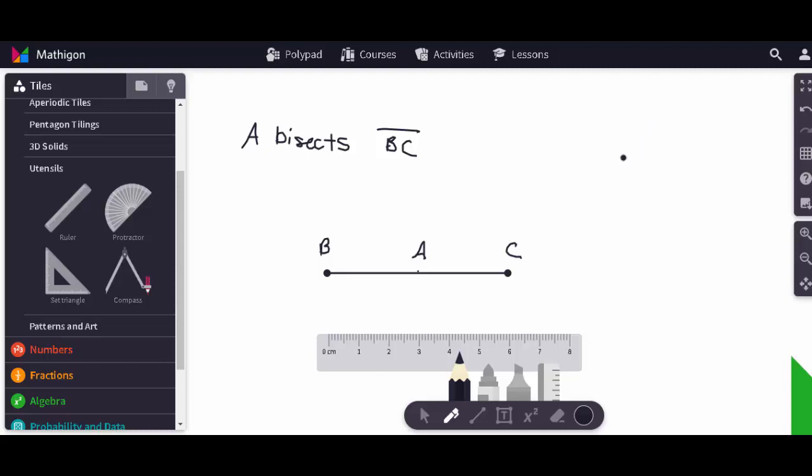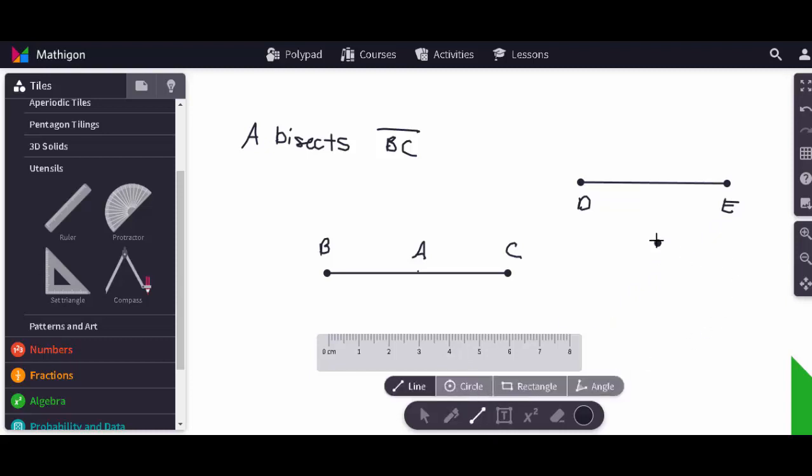In your lesson, they ask you to do a perpendicular bisector. The next thing they talk about in this lesson is perpendicular. Perpendicular means that some lines or segments come together at a 90-degree angle. So if I have this segment right here, let's call it DE, and I wanted to place this segment, I'll call it FG, so it's perpendicular to DE. That means I want it to come together at a 90-degree angle.